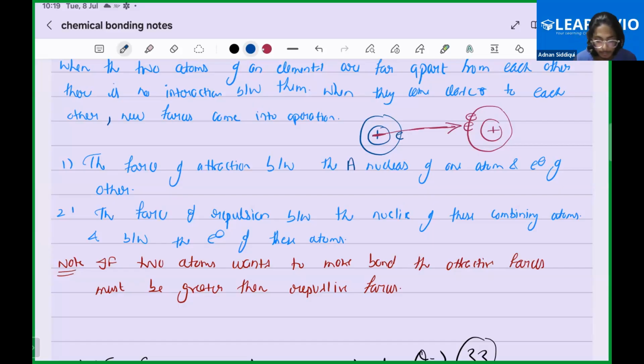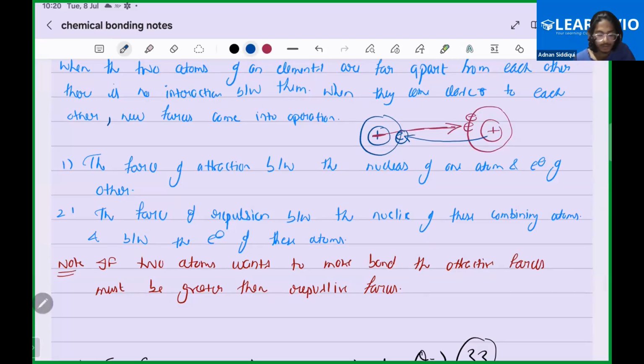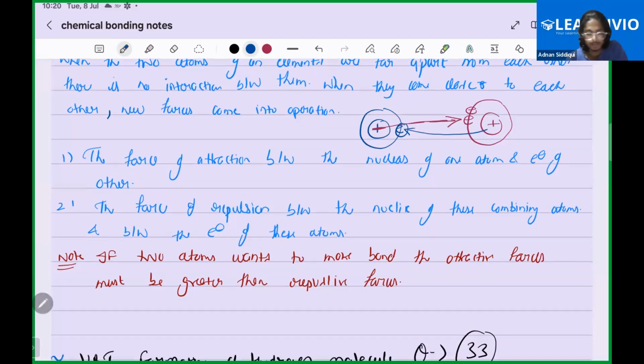And the opposite is also true. Suppose we can also say this atom's nucleus is attracting the electron from the other atom as well. Right? Now, let us talk about the other type of force.